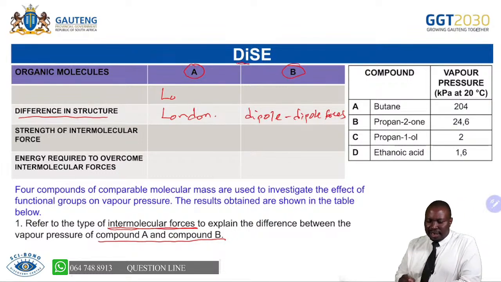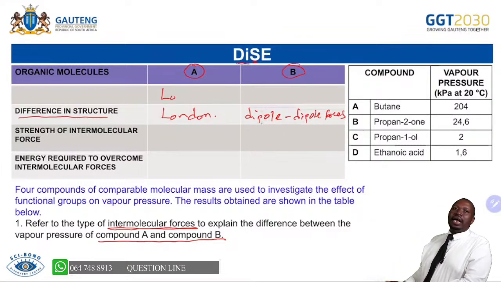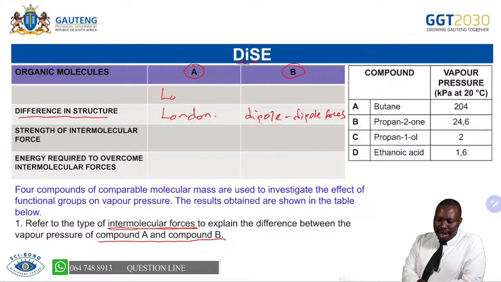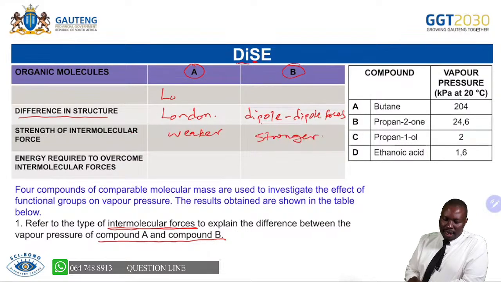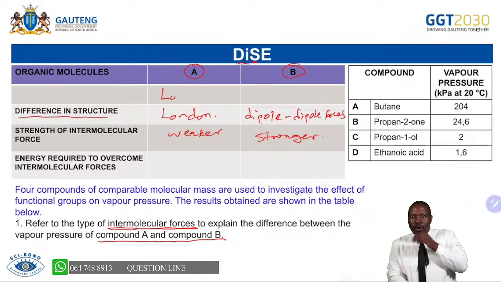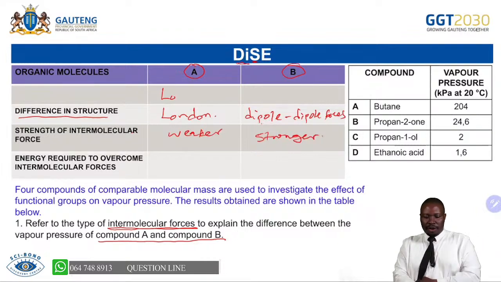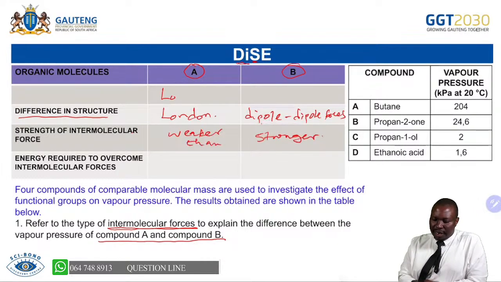Now, strength, that's the S for strength of intermolecular force. Obviously, I've already indicated to you that this one has dipole. It means it has London and dipole, so that makes it stronger, obviously, than that one. So A will have weaker strength of intermolecular force. B will have stronger intermolecular force. The strength of intermolecular force of B is stronger than that of A. So you can just say weaker than, and this one is stronger. So A is weaker than B, and B is stronger than A.